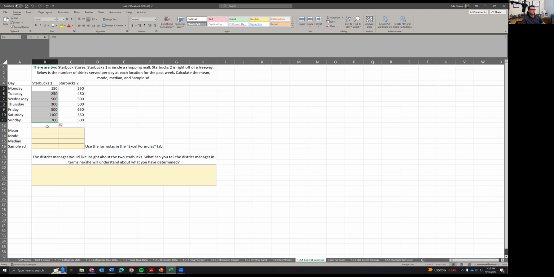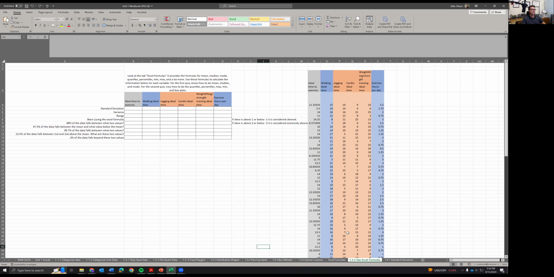So just take these and calculate the mean, median, mode for Starbucks 1. Take these and calculate the mean, median, and mode and sample standard deviation for Starbucks 2. You've got to calculate the sample standard deviation. You can use the Excel formula or you can do it by hand, either way. And so what you're going to do then is take a look at these, and then say, hey, what insight can you get from the values that you calculated?